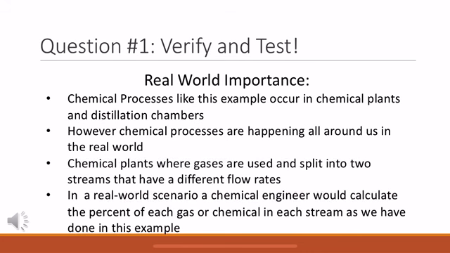Chemical processes have a real-world application in chemical plants and distillation processes. However, chemical processes happen all around us all the time, like using the washing machine. This specific problem has a real-world application in chemical plants, where gases are used and split into two streams that have different flow rates. In a real-world example, a chemical engineer would be used to calculate the percentage of each gas in each stream, as we have done in this example.